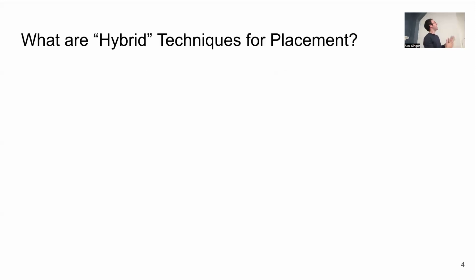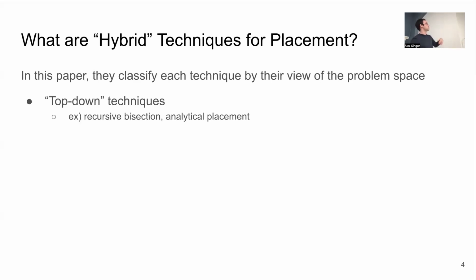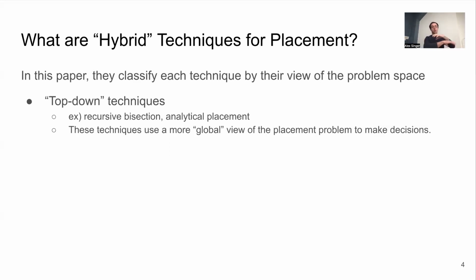So what is this hybrid technique that they speak of in the title? How is that different from the other techniques that we've talked about in these reading groups? In this paper, they classify each prior technique by their view of the placement problem space. What they call top-down techniques, which they say is recursive bisection and analytical placement, have a more global view of the placement problem to make decisions. So they try to get the general shape. Because they're looking at such a big problem, they tend to relax the constraints. So they don't have the fine-grained details, like this block wants to be right next to this one, but it gets the general gist.